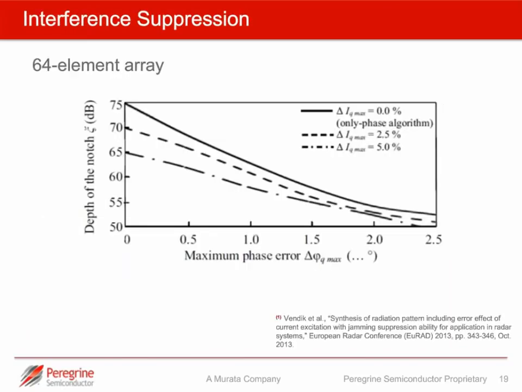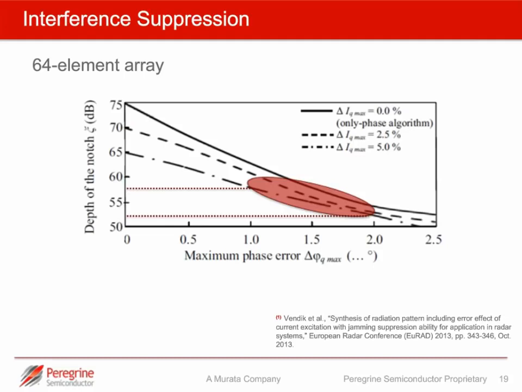Now turning to interference suppression, in this example with a 64 element array, on the vertical axis we're looking at the depth of the notch, which is showing us the suppression that we're achieving. We're looking for suppression or a notch depth of somewhere between 50 and 60 dB. In this example, we're considering only phase error. The three curves, the two dotted lines and the solid line, are with different levels of amplitude error, so this is primarily dominated by the phase error.